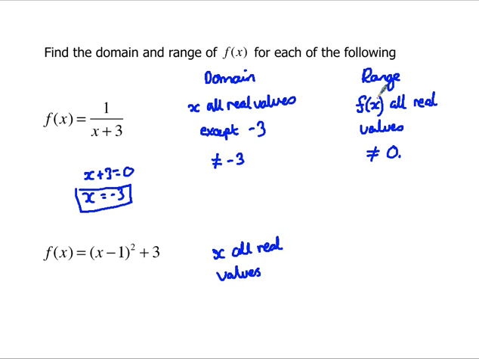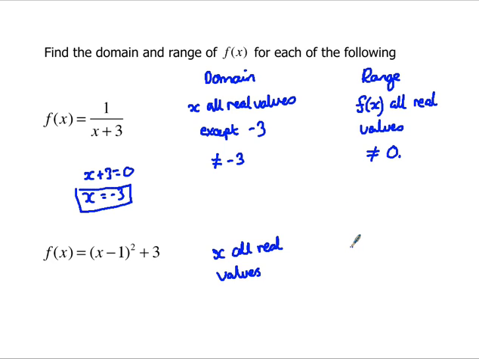For the range, I'm going to have a look at what can be taken out, and there are restrictions here because I'm squaring something, which tells me that I'm not going to be ending up with a negative number. So just like when we were squaring something before, we should have realized that the smallest number that we can get will be 0 when I square this. So 0 squared would give me 0, but because I've got that +3 on the end, that tells me that I'm always going to end up with an absolute minimum of 3.